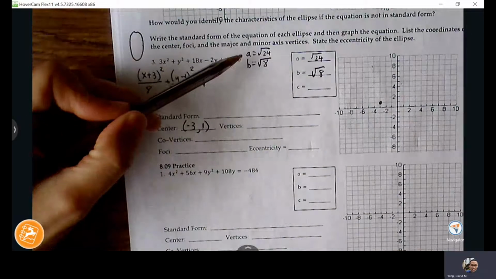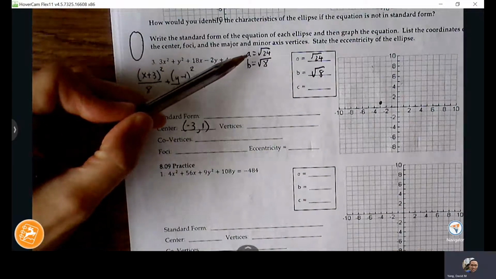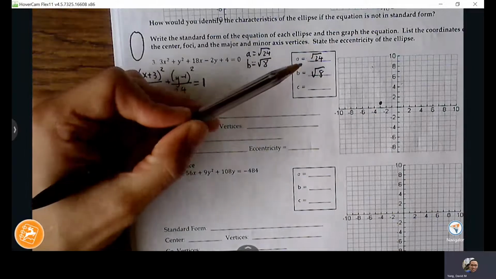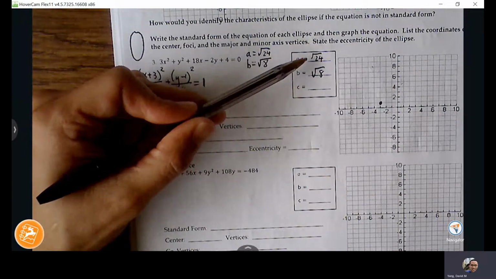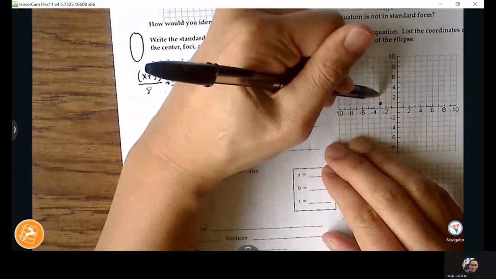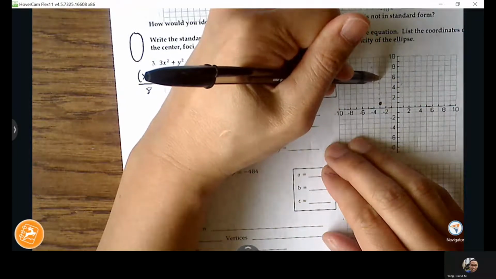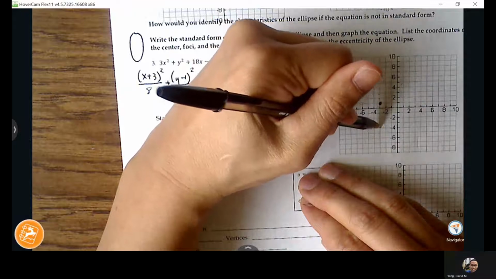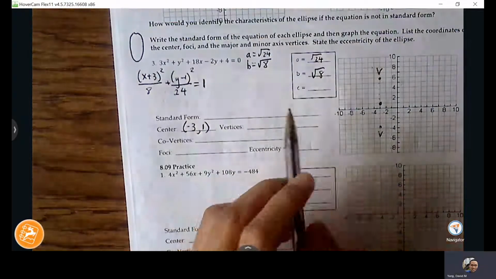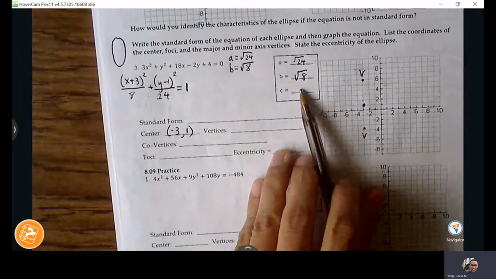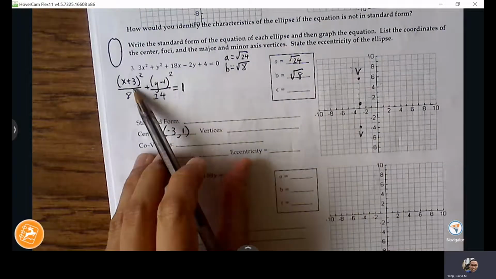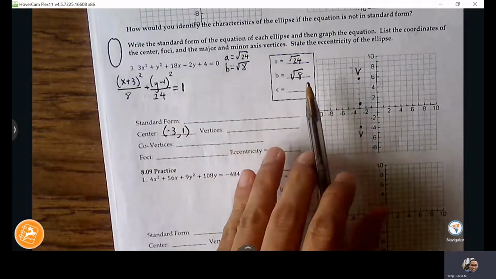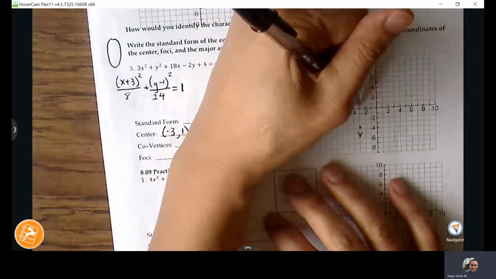We're going to count up and down to get to our A value, to get to our vertex. It's going to be a little bit less than 5, so what, 4.9. And then we know that our B value, 8 is under the X, we're going to go left and right. We'll be a little bit under 3, so like 2.9.